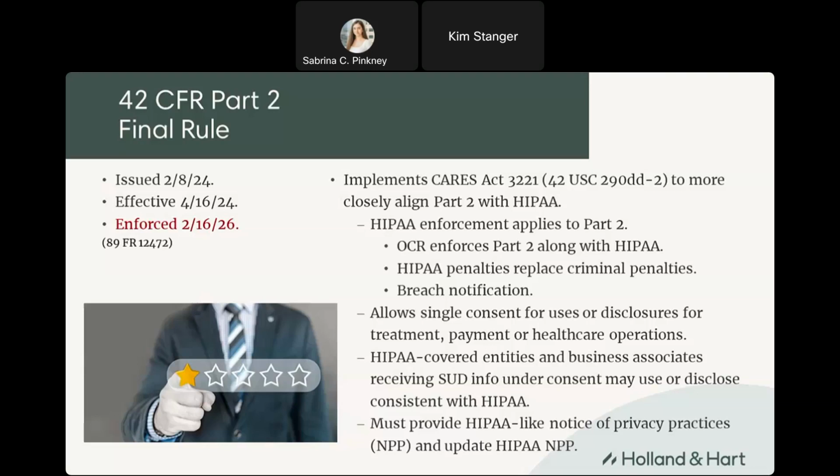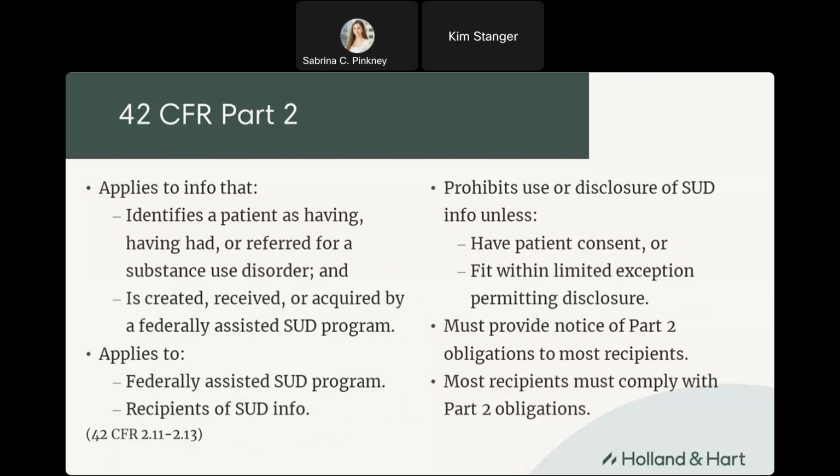That's an overview. I'm going to cover some of this just real briefly, but I did a whole program on the new Part 2 rules a couple of months ago. So if you want more information about the Part 2 rules, you can go to our website and download the hour and a half program that was dedicated directly to those Part 2 rules. In general, Part 2 applies to information that identifies a patient as having had or referred for a substance use disorder condition, and it has to be created, received, or acquired by a federally assisted program.